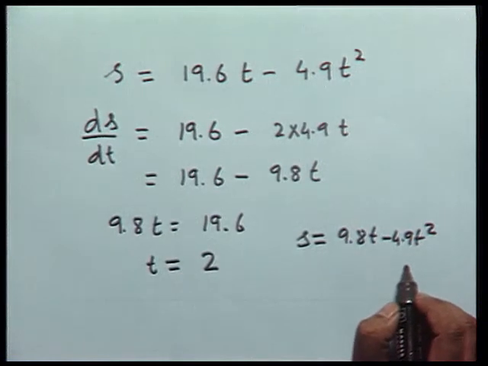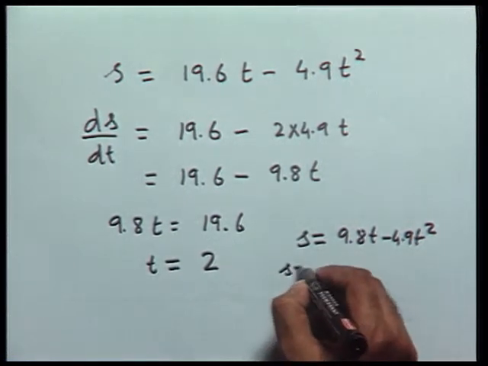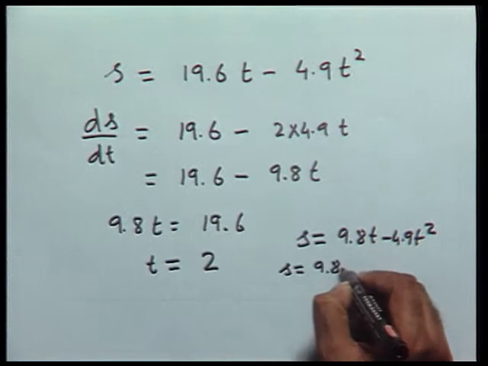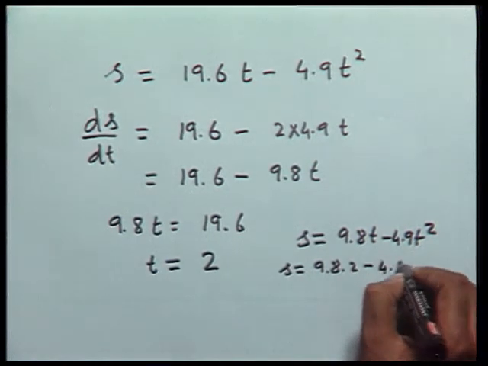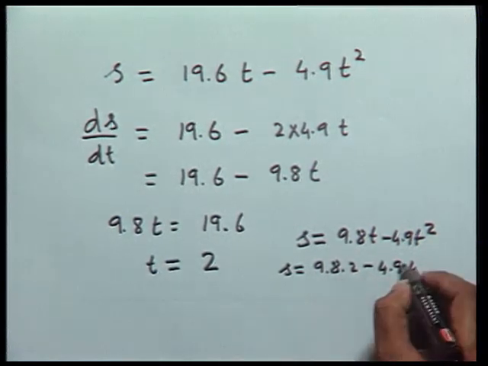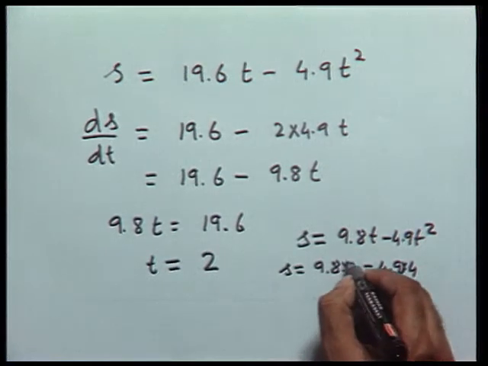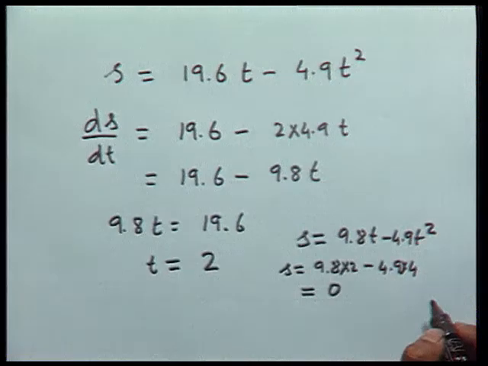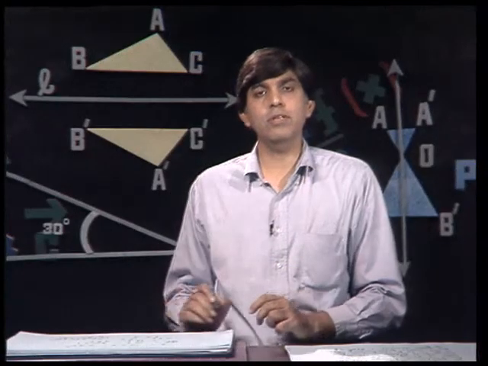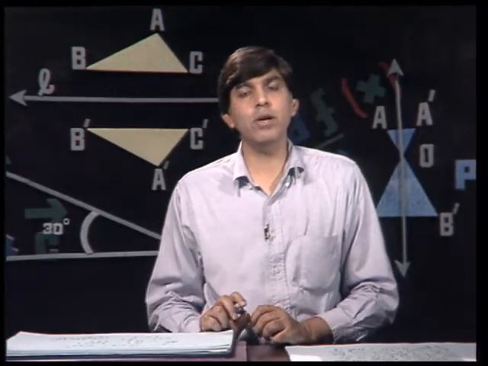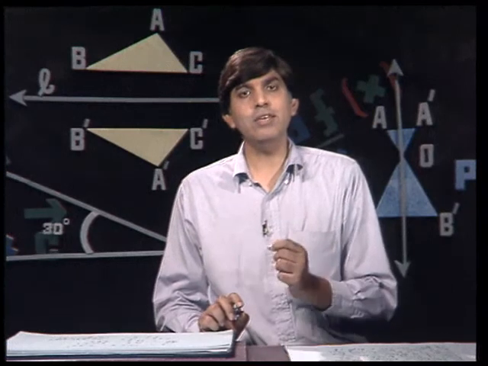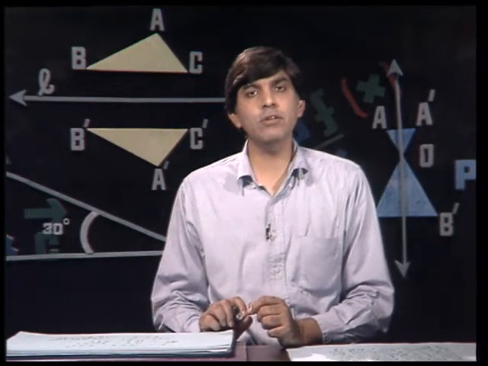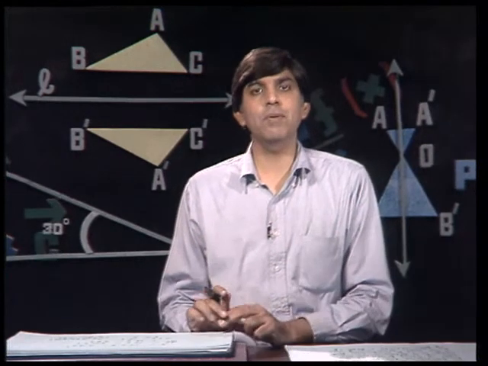If you put t equal to 2 over here, you will get s equal to 9.8 into 2 minus 4.9 into 4, and that turns out to be 0. So, the height of the second stone is 0. In other words, the second stone reaches the ground when the first stone has reached maximum height. You found that out by a simple application of derivatives.